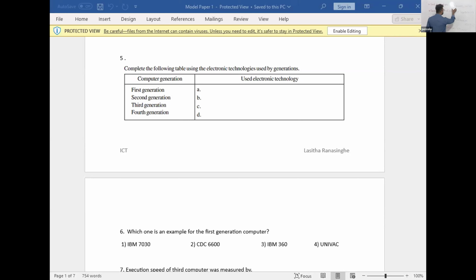Other than that, this computer is like a room, right?